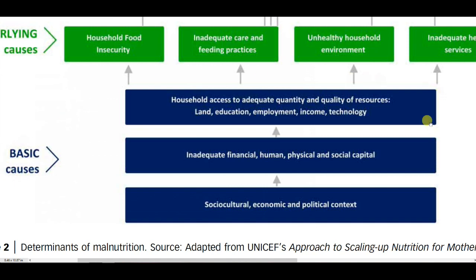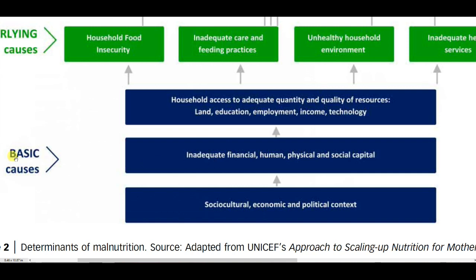So the first set of boxes are basic causes. Basic causes include political context, economic context, socio-cultural context. These are the things that we could not consider in this analysis because of lack of data. Inadequate financial, human, physical and social capital entails whether we have financial resources, good quality human capital, whether we have qualified doctors, qualified teachers, etc. That would come under basic causes.